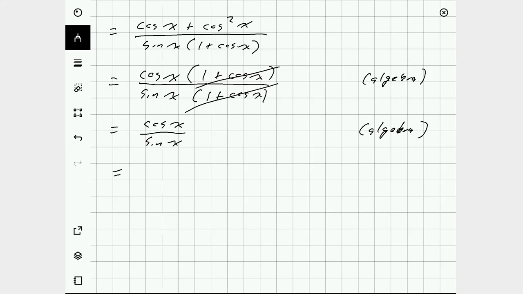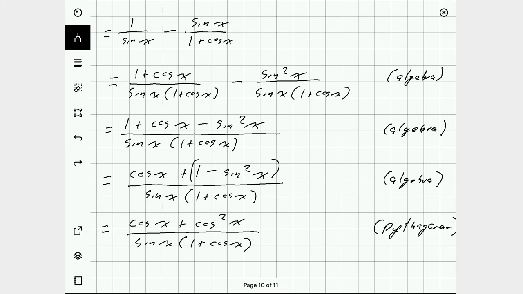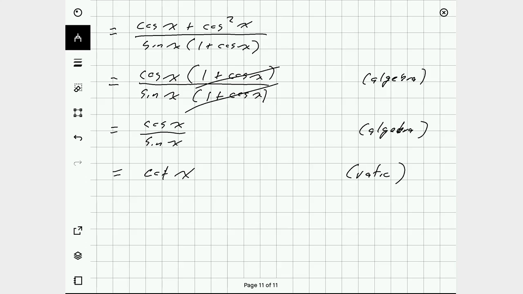And finally, we have cosine divided by sine. And I remember my ratio identities telling me that this is the cotangent of x, which, if you flip back 3 pages in my notes, is the thing that we said we were coming after. So now we've gotten it, which means that we have concluded our proof.